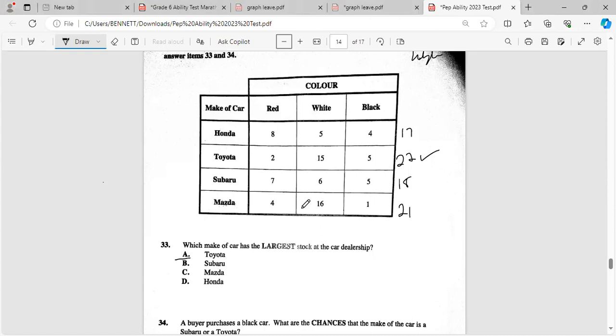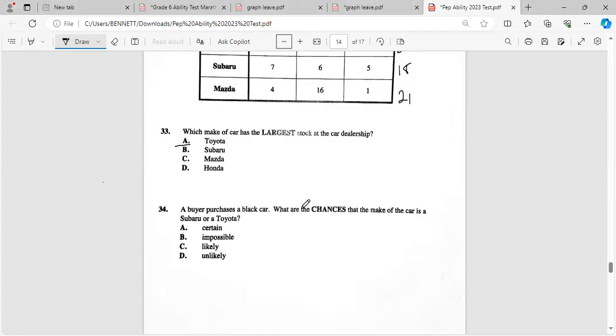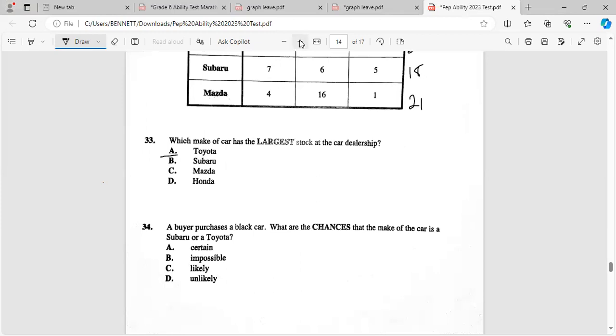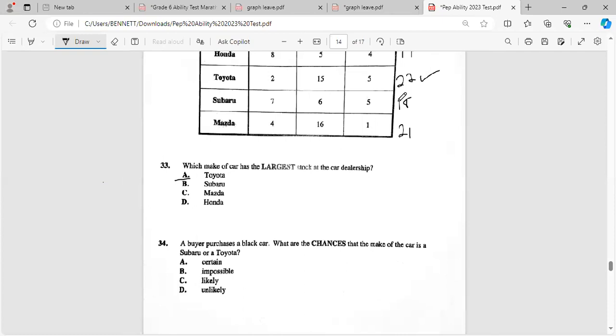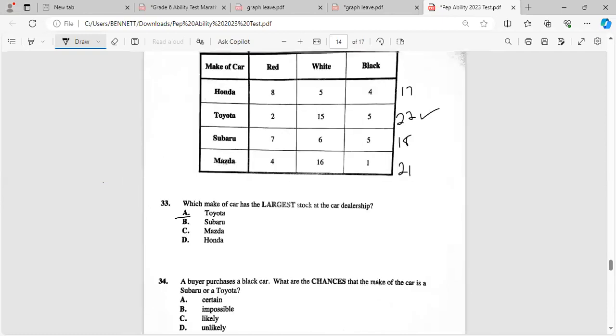Alright, so Anya is gonna get 34. She's back, guys. Anya, go ahead. A buyer buys a black car. What are the chances that the make of the car is a Subaru or Toyota? Yeah, Subaru or Toyota. So hopefully you can see everything. I want you guys to see everything. Let me just come back. Is it certain, impossible, likely, unlikely? Go ahead, Anya. Look at it and then you decide.